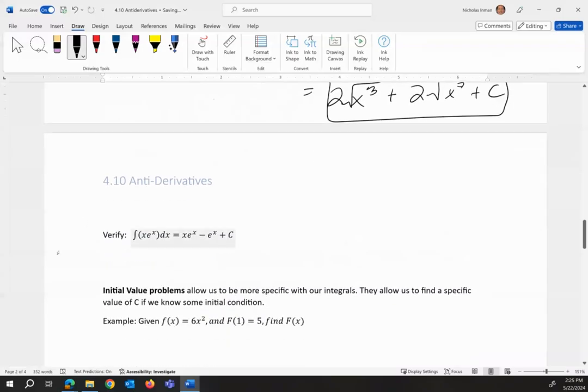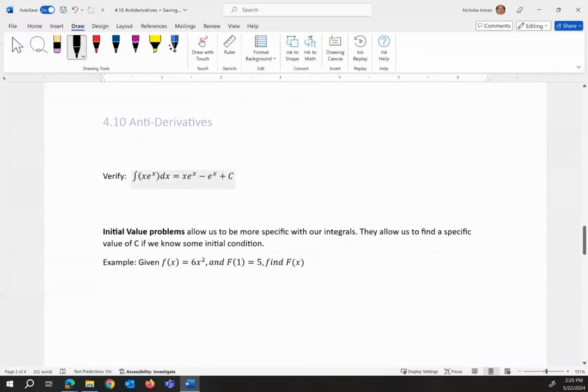All right, you can verify some of these. Some of these, like I'm telling you, the integral of x e to the x is this. All right, to verify it, the idea is if I take the derivative of x e to the x minus e to the x plus c, I should get this. All right, that's how we verify.